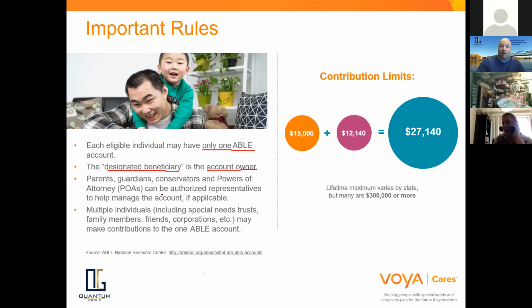Now, we do have some cases where we have parents who are guardians or powers of attorney. They can be authorized representatives. I've got some clients that have this.